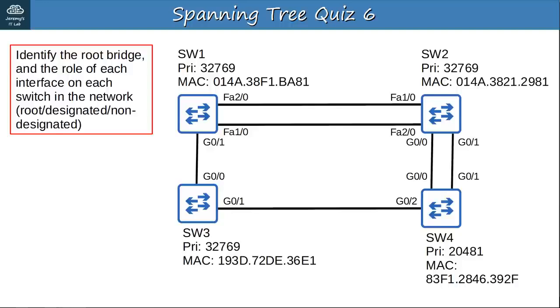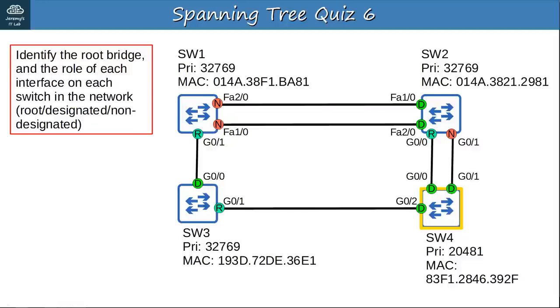Okay, hopefully you solved it. Switch 4 is the root bridge, because it has the lowest priority. These are the root ports. Switch 1 uses its G01 interface as the root port, because its other two interfaces are fast Ethernet, with a much higher spanning tree cost. Finally, the remaining designated and non-designated ports.